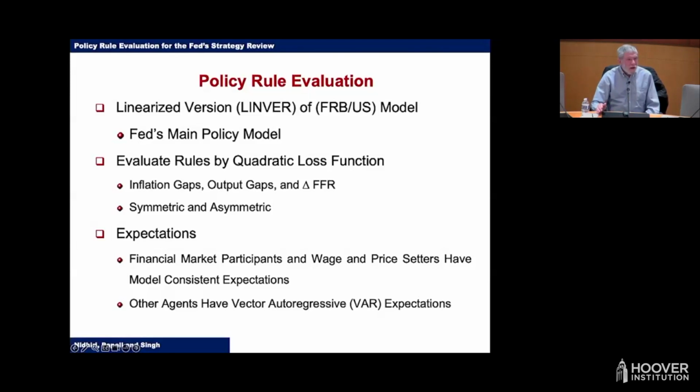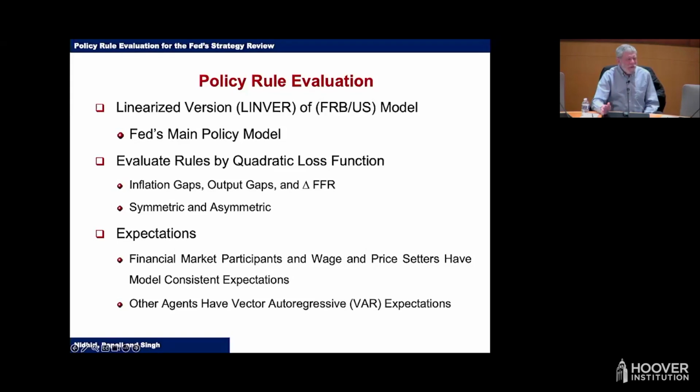So what do we do? We evaluate rules by quadratic loss functions, a whole lot of different ones: inflation gaps, output gaps, with and without the change in the federal funds rate. Sorry, it should be symmetric and shortfalls, not symmetric and asymmetric. I'm trying not to use asymmetric to mean two different things in the paper. So, symmetric and shortfalls. And on expectations, financial market participants and wage and price setters have model consistent, or rational, expectations, and other agents have VAR or adaptive expectations.